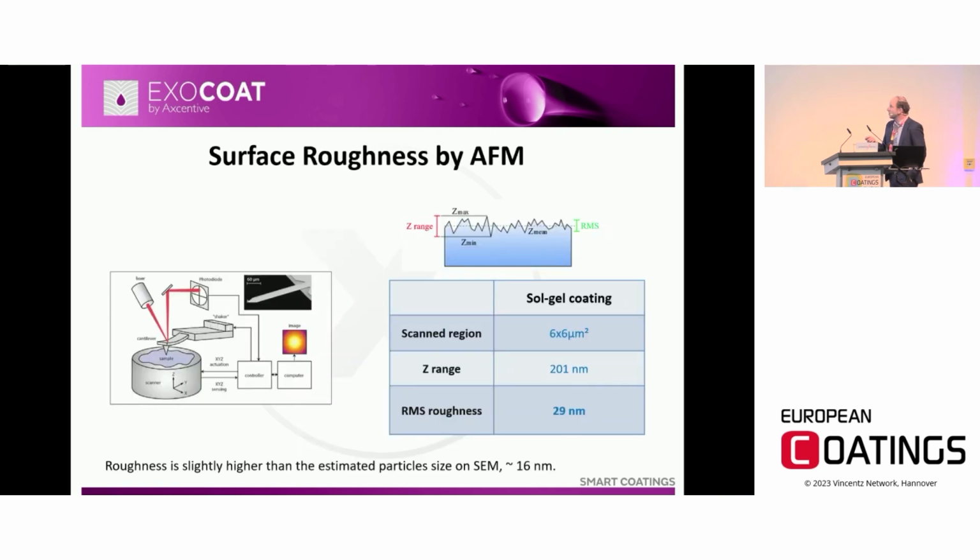We also checked the surface roughness by atomic force microscopy. So in this case, you go over the surface with the tip, and the tip follows the surface, and you can measure 2 main things here: the amplitude of the tip, so how big are your valleys and your peaks, which was 200 nanometers, and we found an average roughness of 29 nanometers, which is twice the size of a particle.